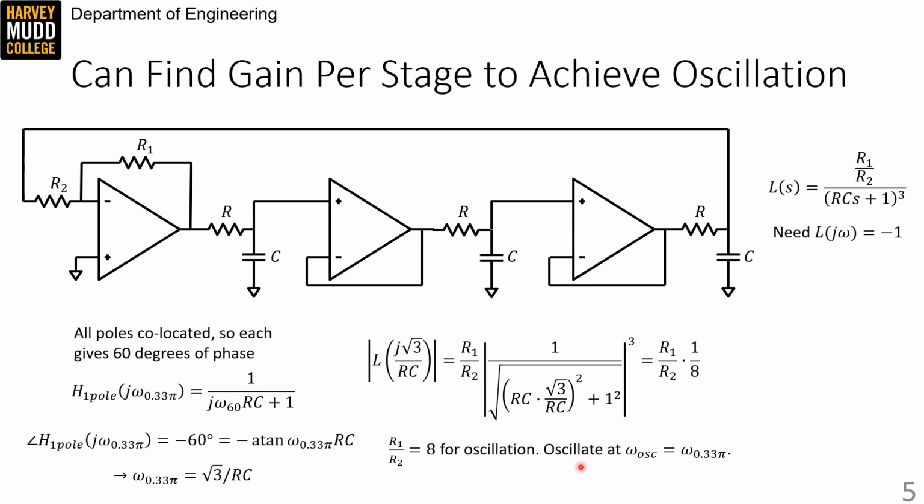And the frequency we'll oscillate at is omega osc equals omega pi over 3, so this root 3 over RC frequency. We can compare this loop gain analysis to a root locus plot. The root locus for 3 co-located poles is given by these 3 lines sort of flying away at equal angles. And so it's believable that if you crank up the gain enough, say to 8, you'll wind up with 2 of those poles living on the j omega axis.